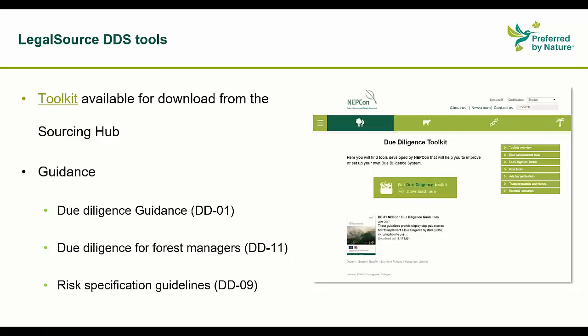So, guidance documents. We have a due diligence guidance, which probably provides the information we are talking about all day today. It will be included in that kind of manual. We also have due diligence for forest managers, so not just for importers, and then risk specification guidelines on how to assess the risk at the forest level ourselves. I will show you, usually that's not the case. Usually there are already other people who have assessed the risk at the forest level in most countries. But if we really need to do that ourselves, then we have guidelines to do that.